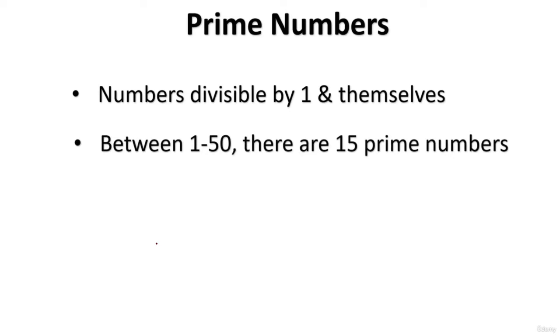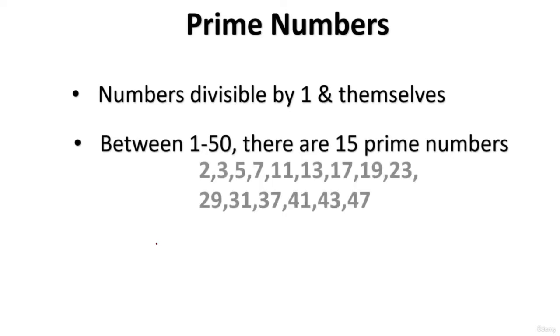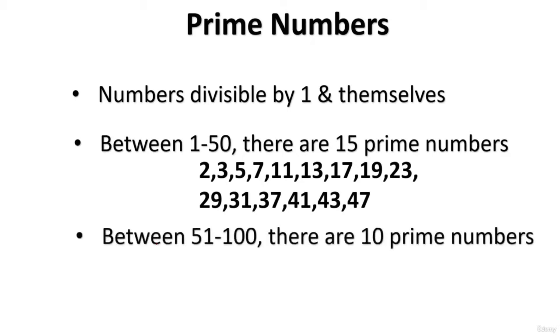Okay, 1 से 50 के बीच 15 प्राइम नंबर होते हैं और बेसिकली 50 से 100 के बीच 10 प्राइम नंबर होते हैं. I have listed them all: 2, 3, 5, 7, 11, 13, 17, 19, 23, 29, 31, 37, 41, 43, 47. ये सारे प्राइम नंबर्स होंगे 1 से 50 के बीच में.